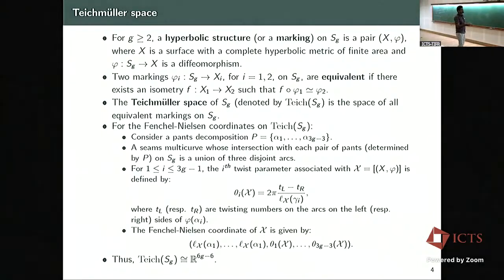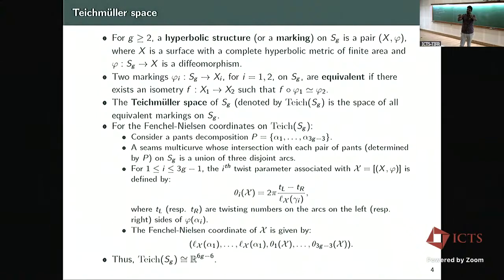There are other ways of choosing it, but I'm just saying it. Then the i-th twist parameter is defined by theta i is 2 pi times the twist. So for each curve, there will be an arc that comes from the left and comes from the right and hits it. And so you twist it with respect to this arc and that arc, and you take the difference and divide it by the length of gamma i, and that will give you this is the formal way of defining the twist parameter.